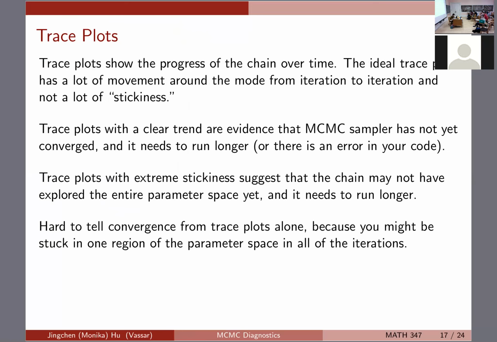All right, so the trace plot, we have seen it before. Of course, it shows you the progress of the chain over time. The ideal trace plot should have a lot of movement around the entire sample space and also from iteration to iteration, but not a lot of stickiness, meaning that you shouldn't stay in a region for so long and then all of a sudden jump to another. Also, a trace plot should be able to tell you whether the sampler has not converged. And in that case, you should run it longer. This is the case we have seen earlier.